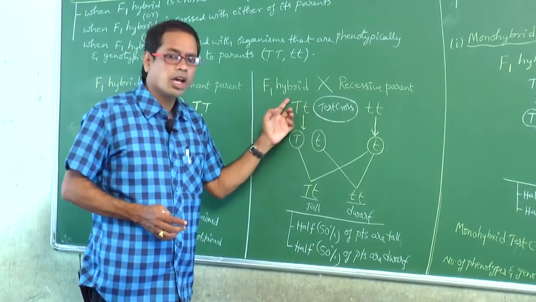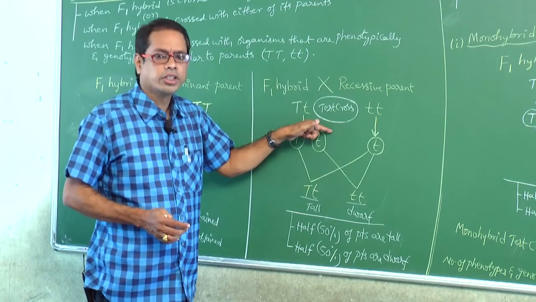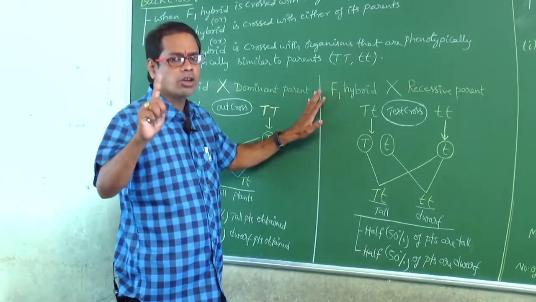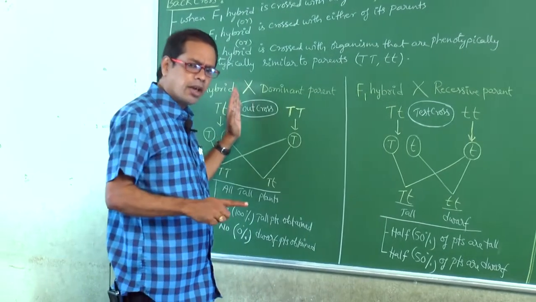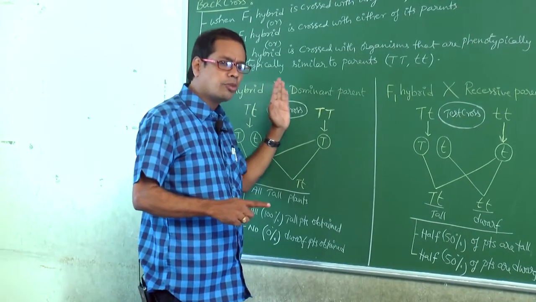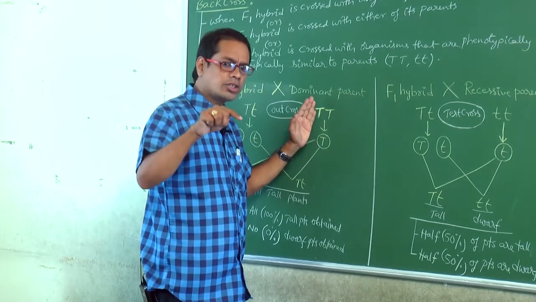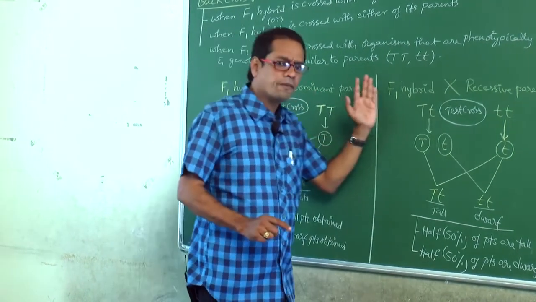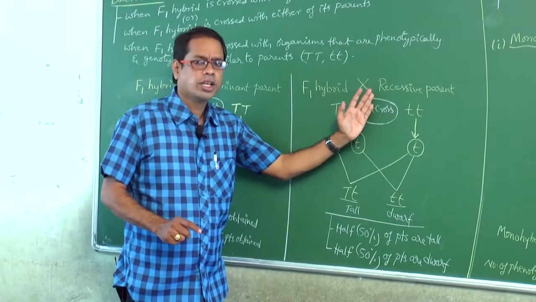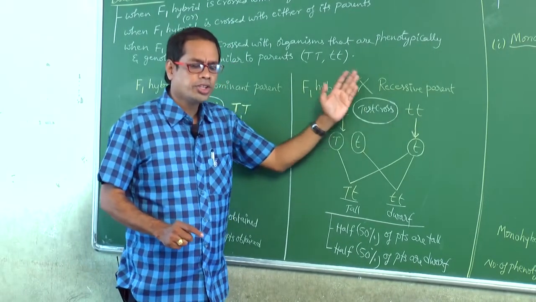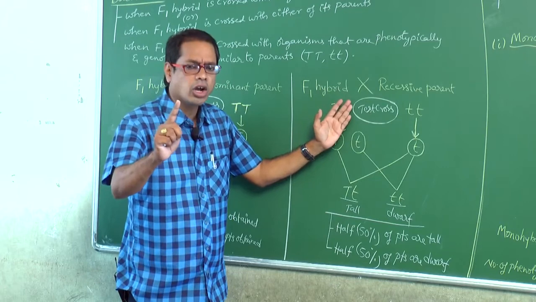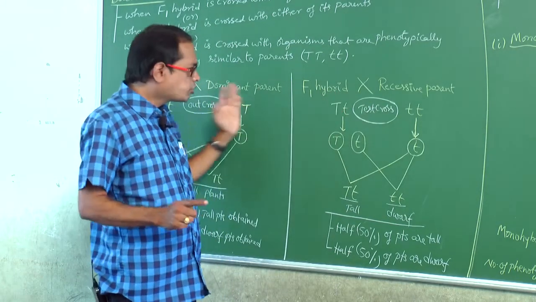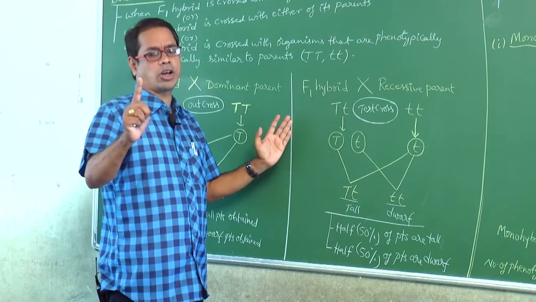What do you call this cross? Test cross. When F1 hybrid is crossed with the dominant parent, this cross is specifically called outcross. When F1 hybrid is crossed with the recessive parent, this cross is specifically called test cross. These two together are called back cross.